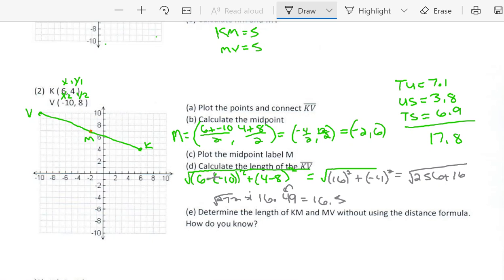The last one says determine the length of MK and KV without using the distance formula. I already did that earlier. I didn't use it. We know this is a midpoint, so these are equal. So if we just figured out that KV was 16.5, then for these two halves you're just going to divide it by 2. So 8.25. They're both 8.25.